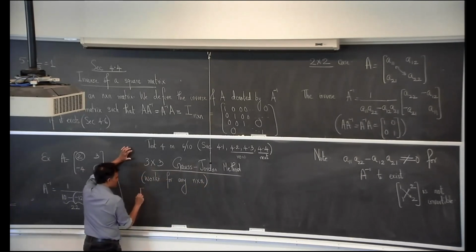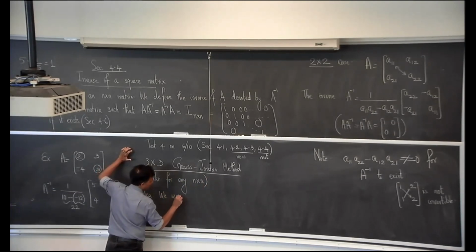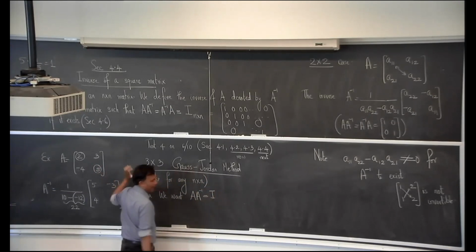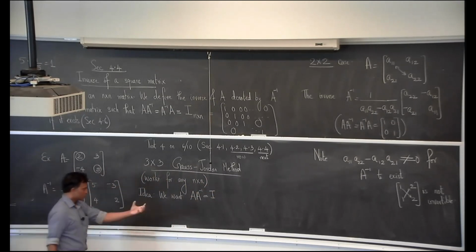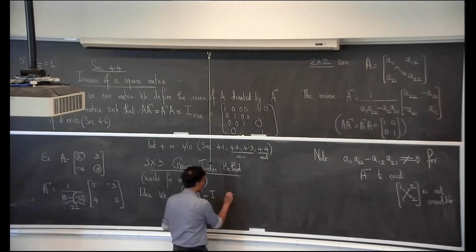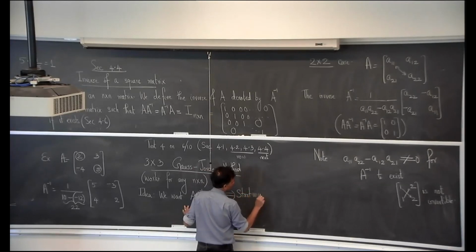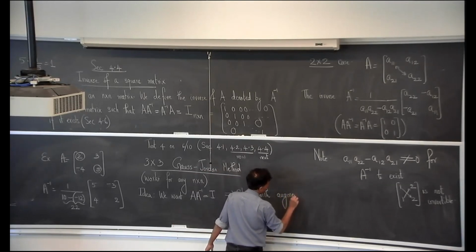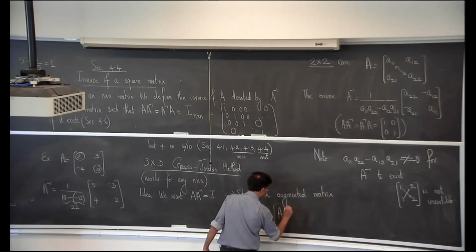The idea is this. We want A times A inverse equal to the identity matrix. So the idea of Jordan was to sort of flip it over. So start with the augmented matrix, A augment I.